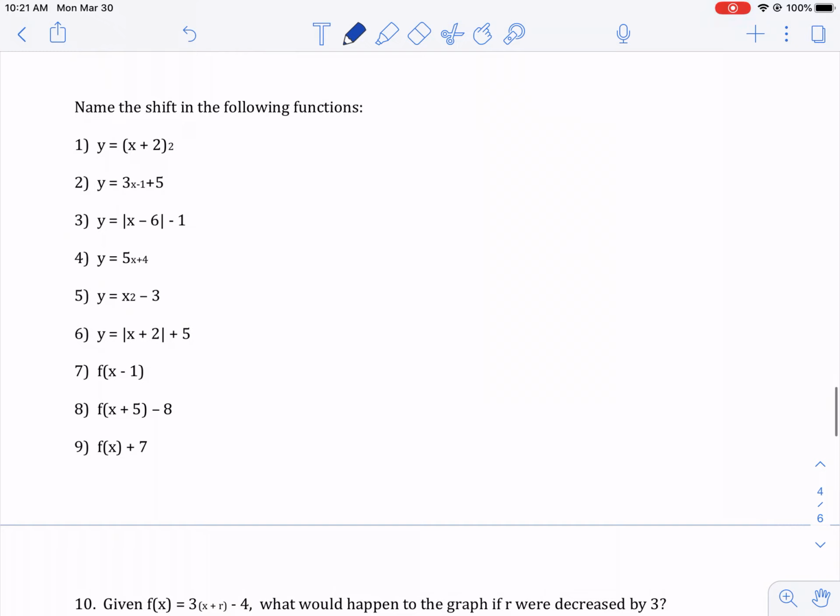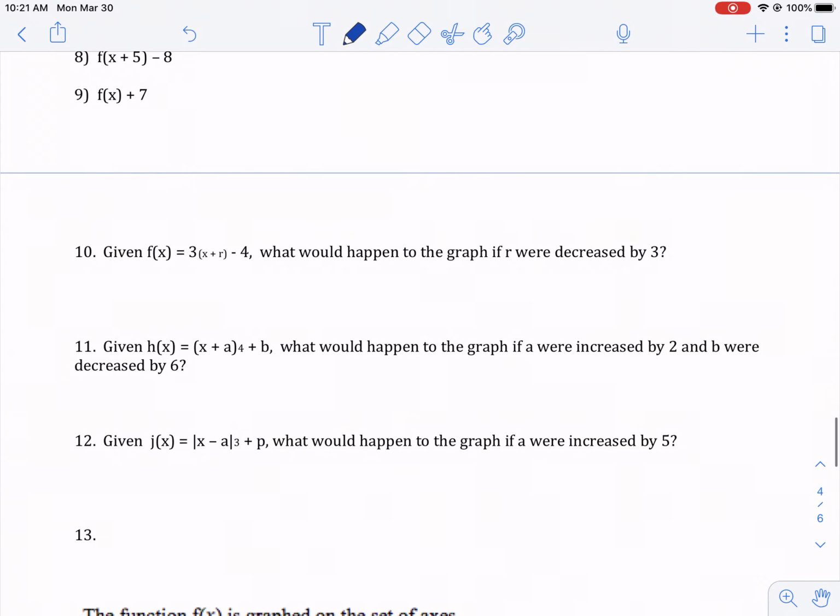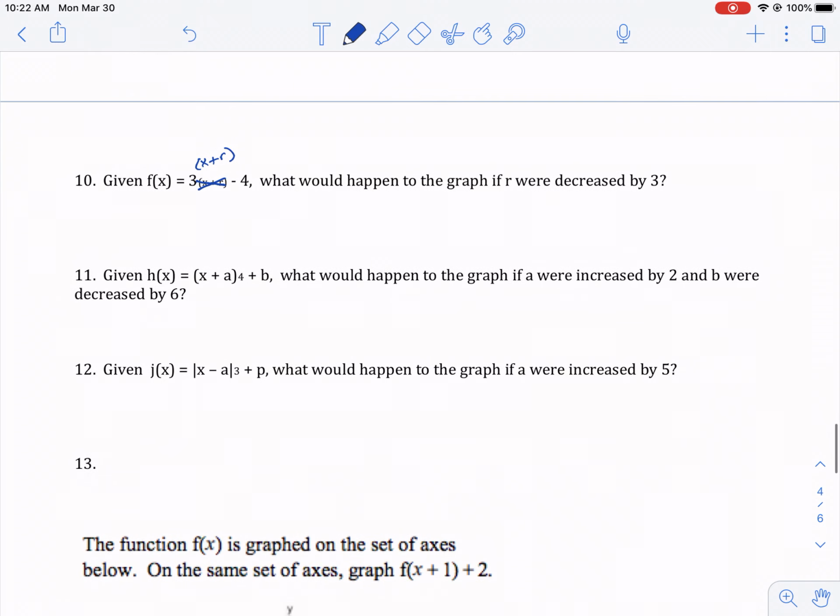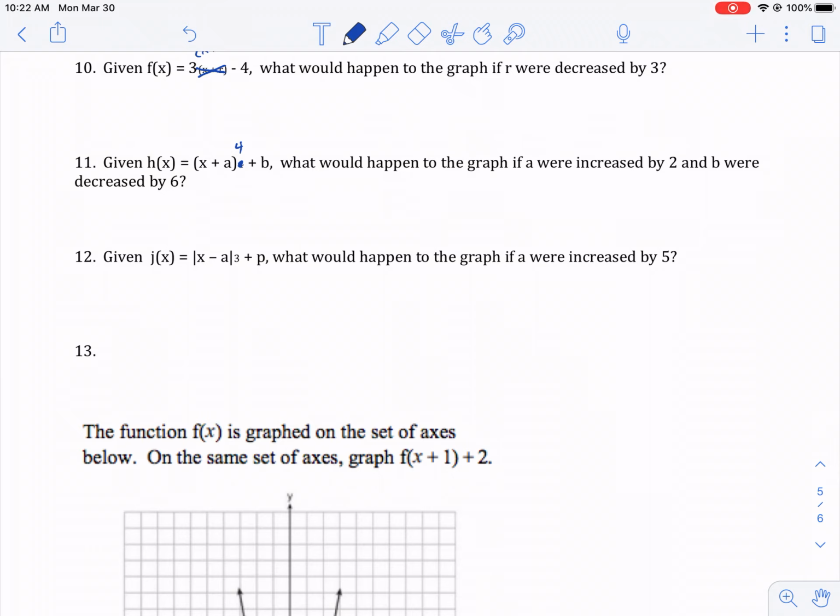Scrolling down. Number 1 should be a square. Number 2, the x minus 1 should be in the air. Number 4, the x plus 4 should be in the air. And number 5, the square should be in the air. Number 10, the x plus r should be in the air. Number 11, the 4 should be in the air as an exponent. Number 12, the little 3 should be in the air.